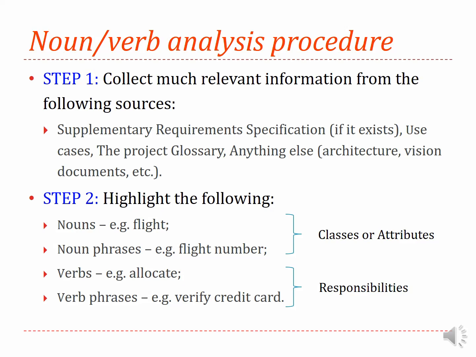For example, consider the sentence: the student submits an assignment through the portal. The nouns are student, assignment, and portal. The verb is submit. So, at this stage, we simply identify the possible classes and responsibilities without deciding the final relationship.